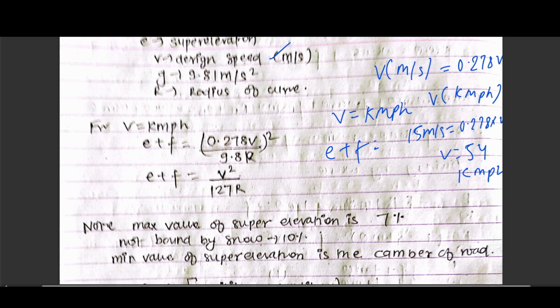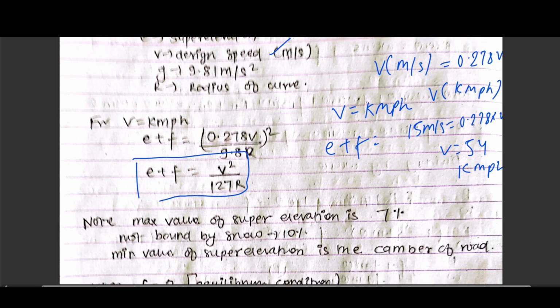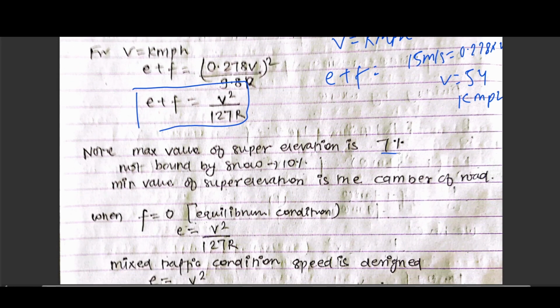So on solving this, we'll get V squared by 127R, and this is a very important formula, you need to memorize it for numericals. And the maximum value of super elevation is 7%. But in snow conditions, we can keep the super elevation up to 10% as well. The minimum value of super elevation is the camber of the road. We know about it, the camber of the road, that is n%.